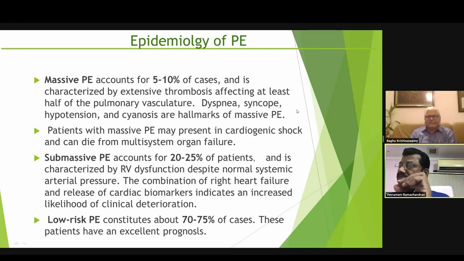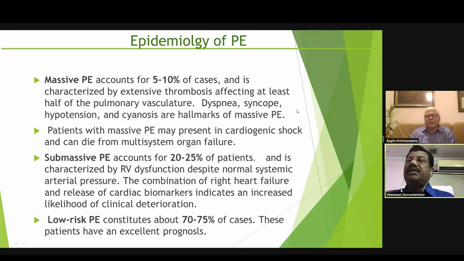RV function parameters, mainly the RV end diastolic dimension, that is an important one. We have to assess the echo criteria for the RV dysfunction. The three echo criteria: hypokinesia of RV, McConnell sign and 60-60 sign. These are all the things Sir has discussed very well. And if there are any questions from the chat box, we can see.